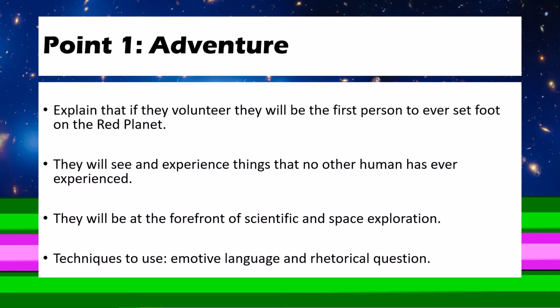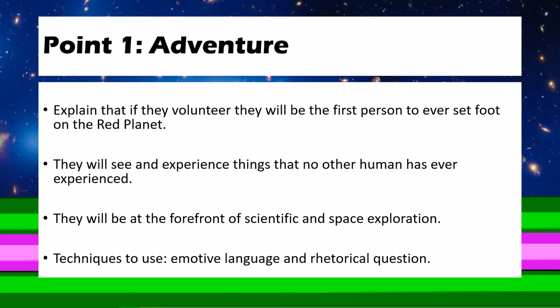As you are talking about all of these points, you should try to weave in and include emotive language and rhetorical questions. So, emotive language means using words or phrases that would make your audience feel a particular emotion, make them feel a particular way. In this case, you're trying to persuade them to want to go to Mars. So you are probably going to want to use words and phrases that would make them feel excited about going to Mars, or give them a sense of wonder about the red planet.